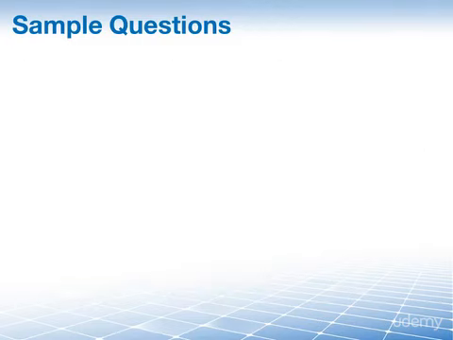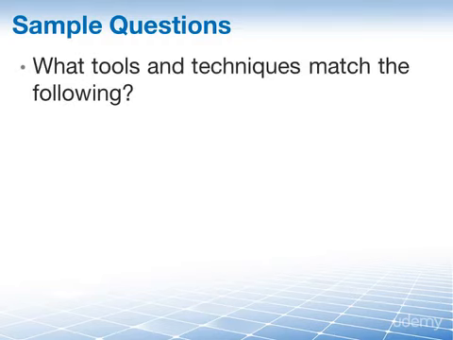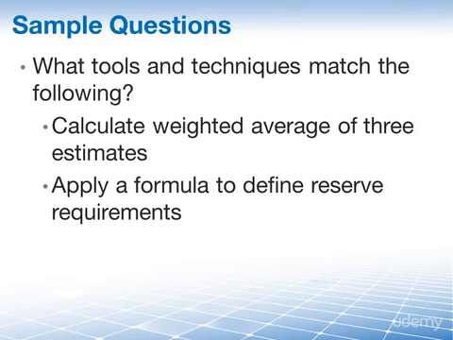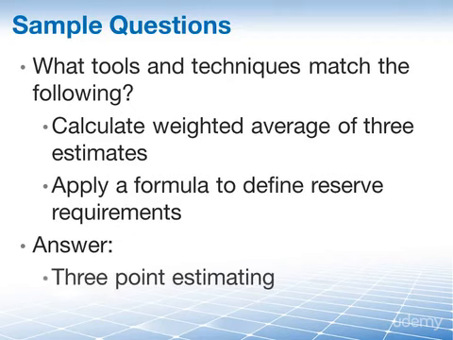I have two more for you, two other descriptions of cost estimation tools and techniques, and what do they match? So the first one, you calculate the weighted average of 3 estimates, and the second one, apply a formula to define reserve requirements. So what do we got in the answer here? What is calculating a weighted average of 3 estimates? The answer is really in the question itself. 3 estimates, 3-point estimating here is the answer.